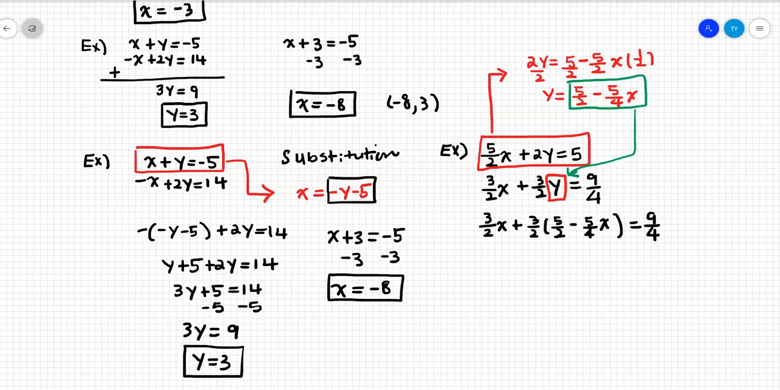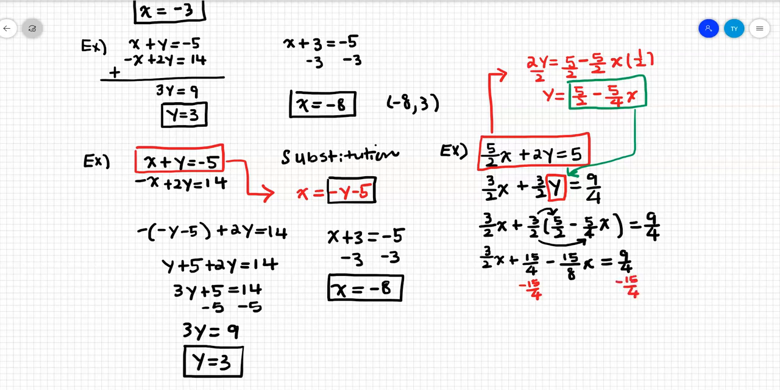Okay, so on the inside, we got 3/2 outside over here. Now we're going to multiply these out, okay, here and over there. So we got 15 over 4 minus 15 over 8x equals 9 over 4. Okay, so I am going to subtract 15 over 4 on both sides.